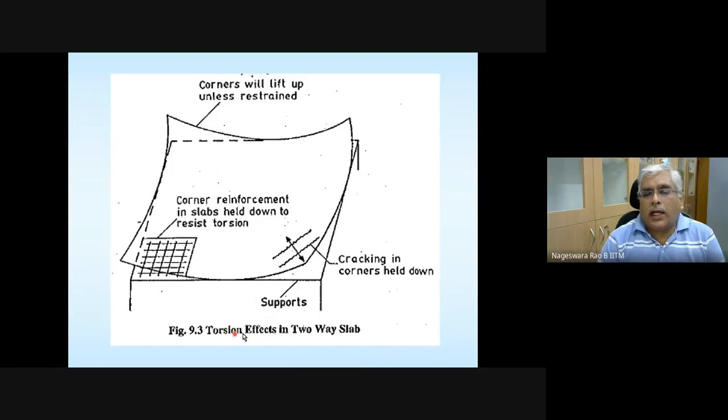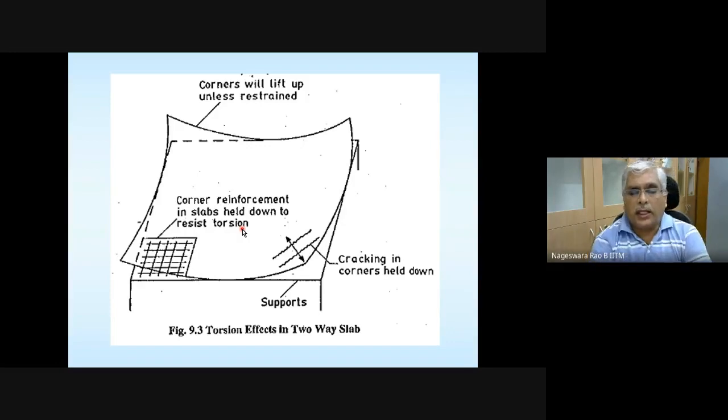And why are these corners lifting up? Because of torsion. So these corners get lifted up. And when you hold these corners down, when you prevent them from lifting up, cracking is going to develop. So to avoid cracking, we need to provide reinforcement: corner reinforcement in slabs held down to resist the torsion.